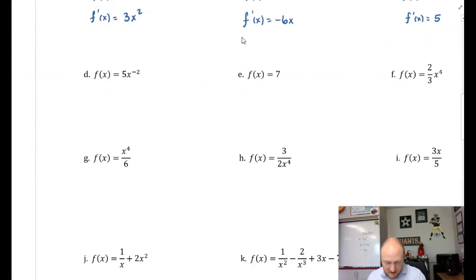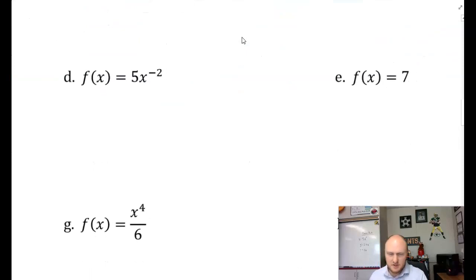Okay. D. Oh, we're going to start to get weird here. f of x is equal to 5x to the power of negative 2. Well, I'm going to go ahead and multiply by the exponent.